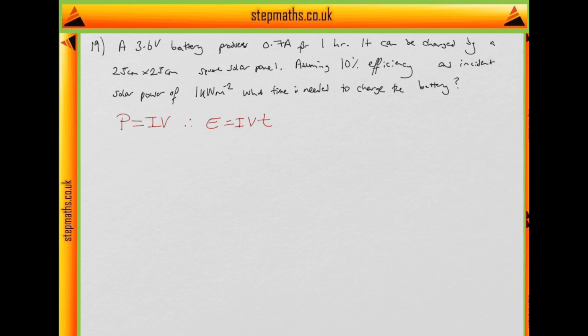So how much energy does the battery produce? The energy stored in the battery when it's fully charged will be the current it produced, 0.7, times 3.6, times some time t. We'll do it in hours, because if we keep the unit constant, it's not a problem. So this means that the solar panel needs to produce this much energy. The area of the panel is 0.25 metres times 0.25 metres, which is 1 over 16 metres squared.